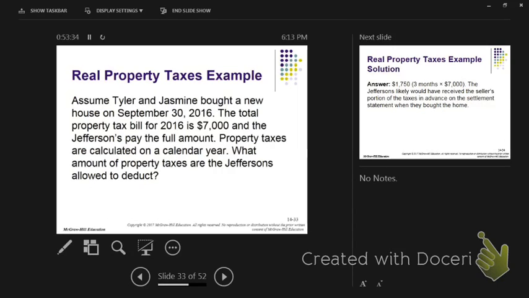So take a look at this real quick. So they bought a new house. The total property tax bill is $7,000, and they pay the full amount. And then it says that the property taxes are on a calendar year. What amount of those property taxes will the Jeffersons deduct? So they paid the full amount. But when did they buy the house? In September. So what amount should they be deducting?